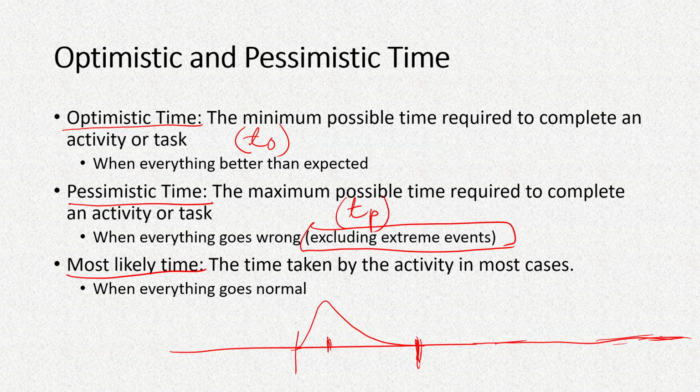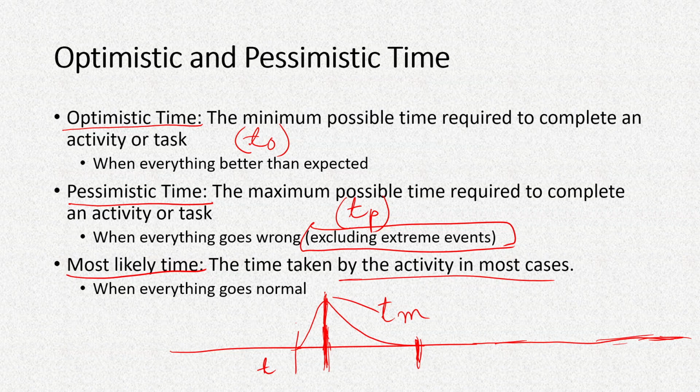Anyway, the most likely time is the time taken by an activity in most cases. Based on our definition of central tendency, it is by definition the mode of the distribution, that is, the value having the highest frequency, the highest number of occurrences. So this is our most likely time, or TM.